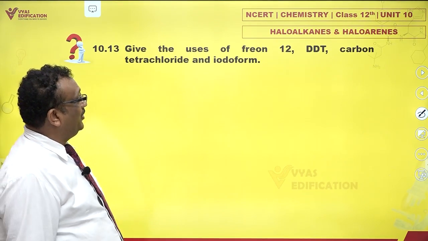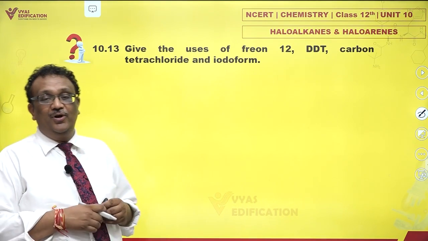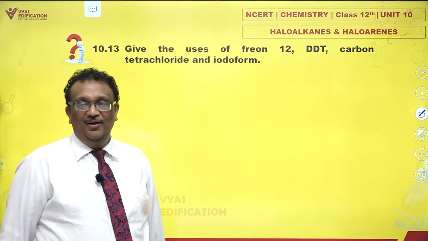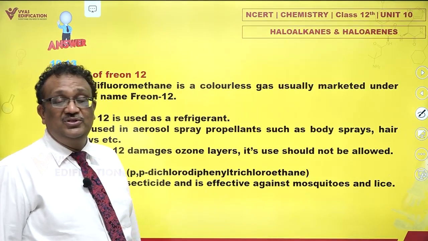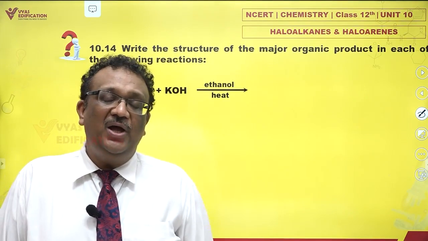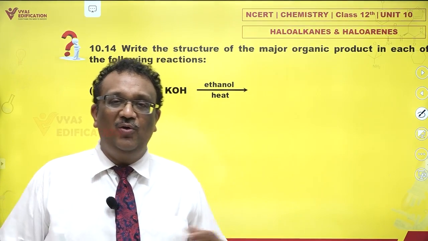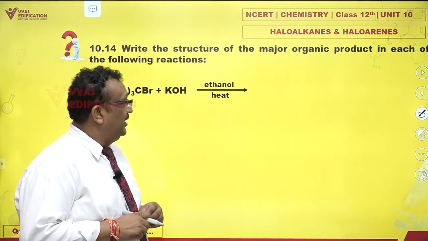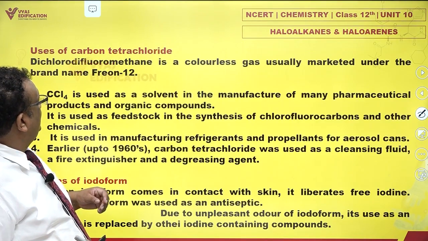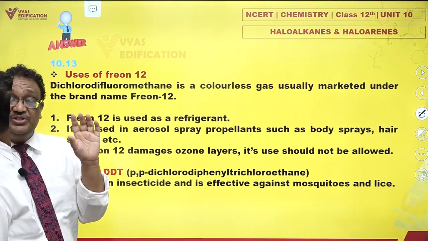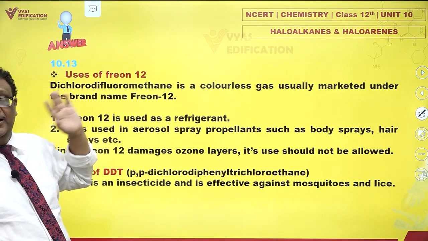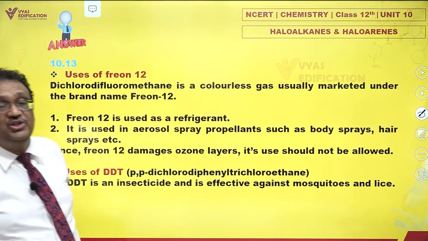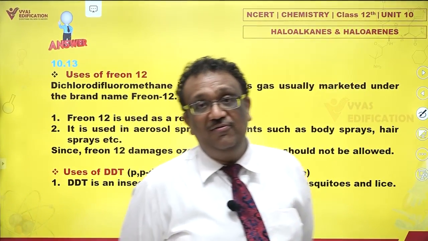Well, give the uses of Freon 12, DDT and CCl4 in iodoform. Let's take one by one. Freon 12 is very interesting. When it was discovered around 100 years back, scientists were all swooning over it. But then there are problems associated with it. But before that, see, CF2Cl2, dichlorodifluoromethane. It is sold by a commercial name called Freon 12, right?